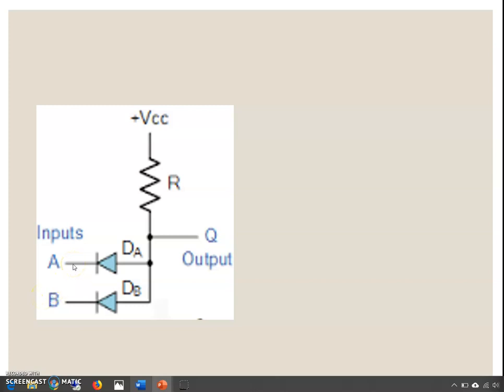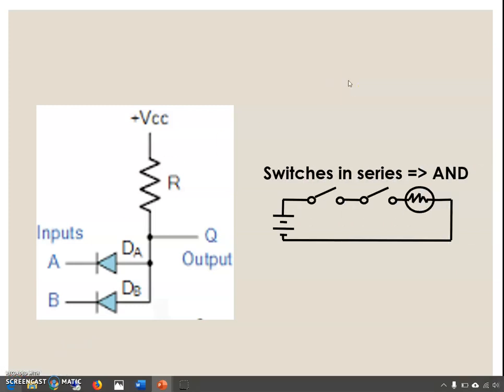So if A is low, B is high, what will happen? A, which is on the N side of diode DA, will make this DA forward biased, and B, which is again high, is not conducting, while diode DA is still conducting. So VCC is going to be grounded through A, and Q will not obtain a higher value, and definitely it is going to give a logic 0. So this is how the logic of the AND gate is formed.